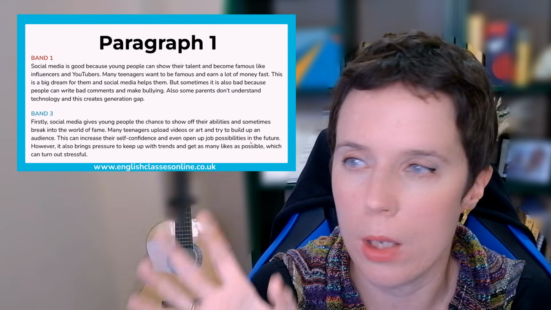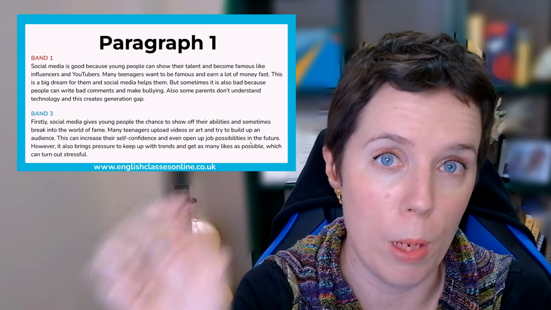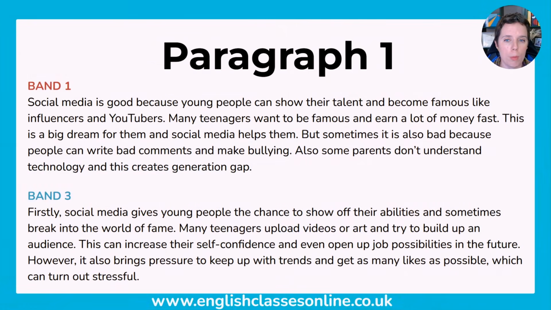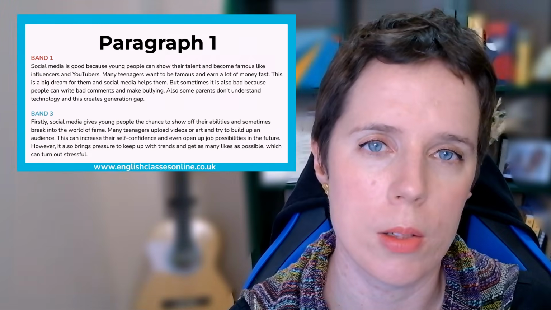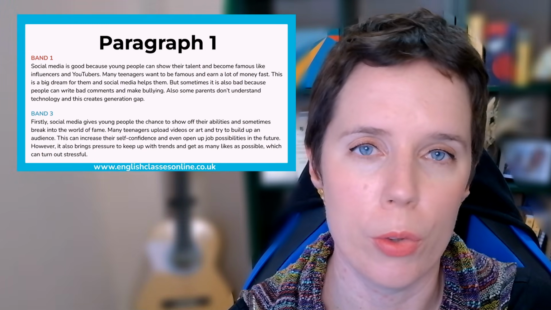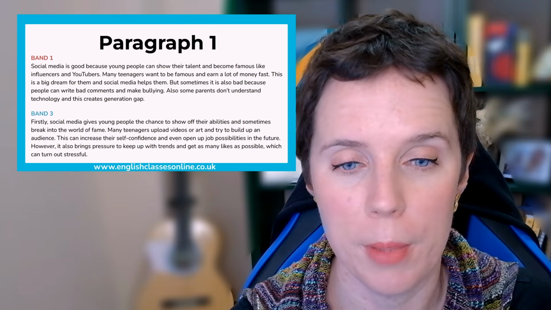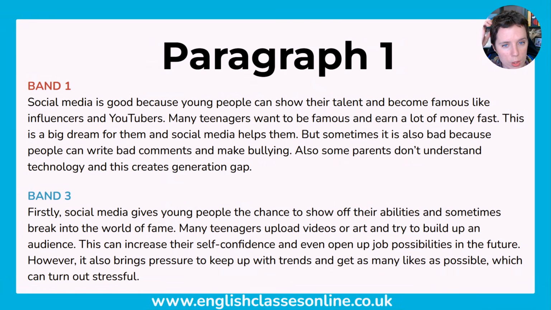Now, we're going to take a look at paragraph 1. Again, we'll go band 1, 3, and 5 so you can see the differences. Okay, band 1. Social media is good. Okay, already a terrible start, the word good. Try to avoid using the word good or nice if you can. We need higher level vocabulary. Okay, so social media is good because young people can show their talent and become famous like influencers on YouTube.